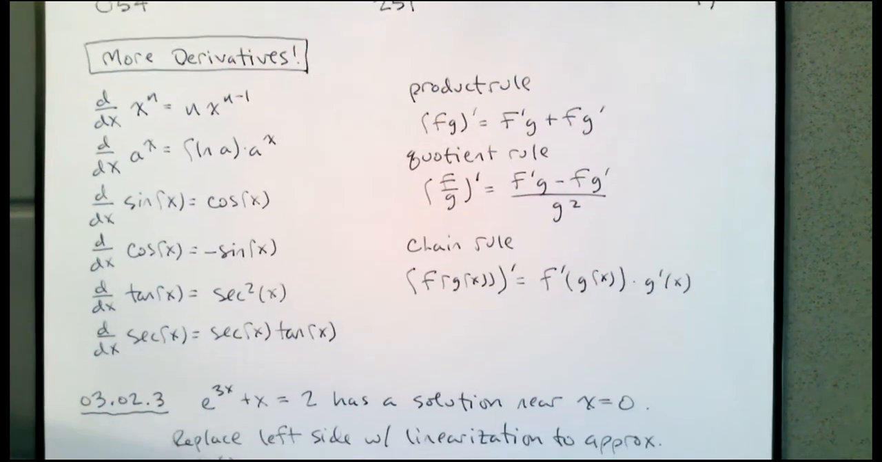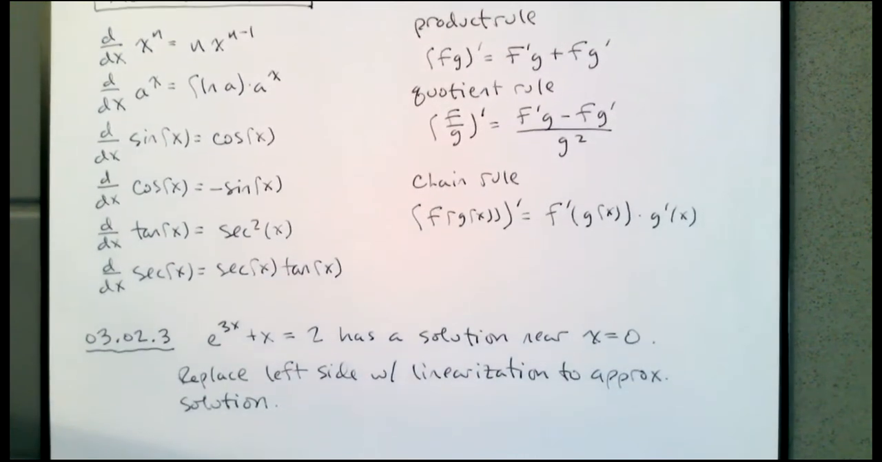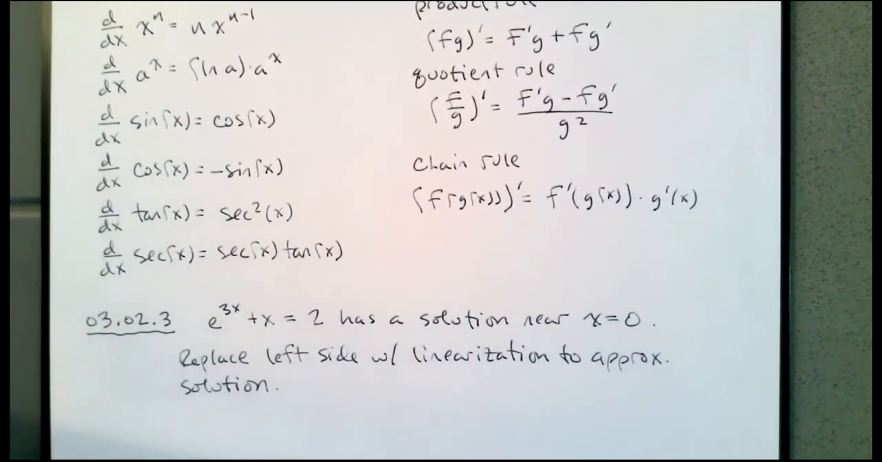I have a problem from the second part. We have here a problem from part 2 of the chapter 3, section 2 homework. This is problem 3, which is all about local linearization or linear approximations. We want to try to solve the equation e to the 3x plus x equals 2, and we're told that it has a solution near x equals 0.